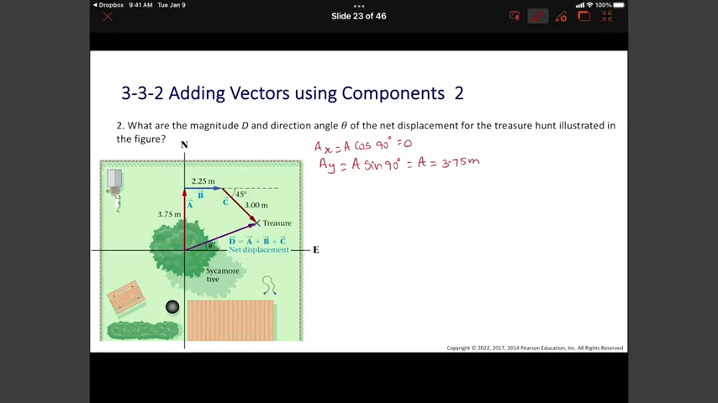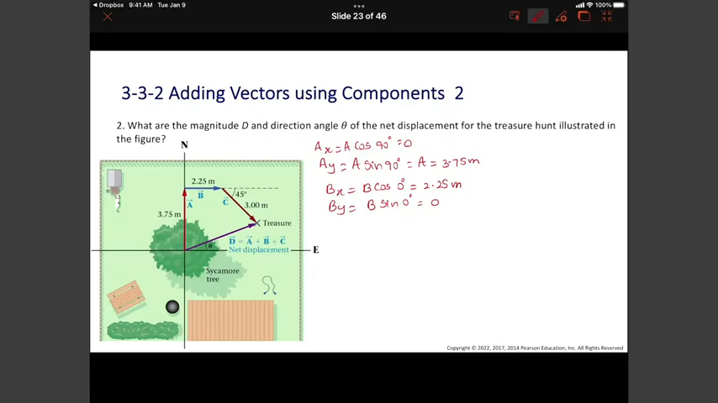Now for vector B, B is directed in the x direction, so the angle is 0, and the value is B cos 0, which is equal to 2.25 meters. So it is just the magnitude of the vector B. The y component of the vector B should be 0. Why? Because it is directed along the x direction. And if we substitute the values, it is B sin 0, and it is 0.